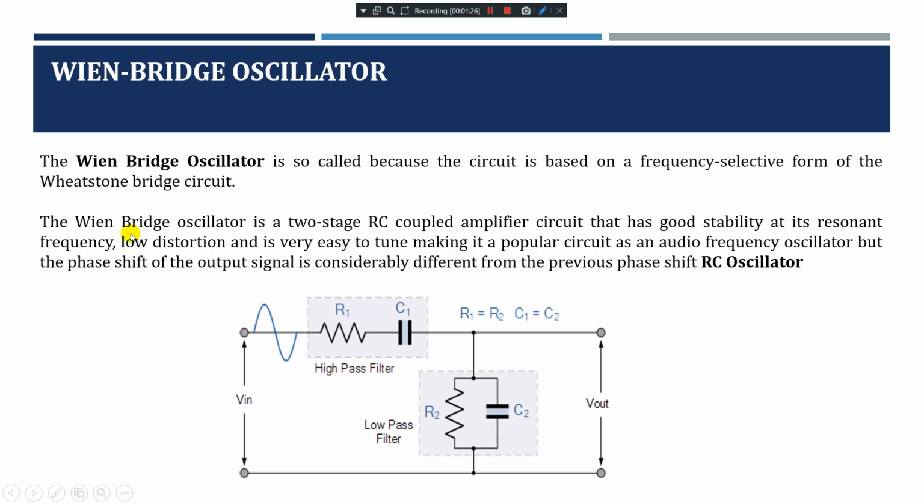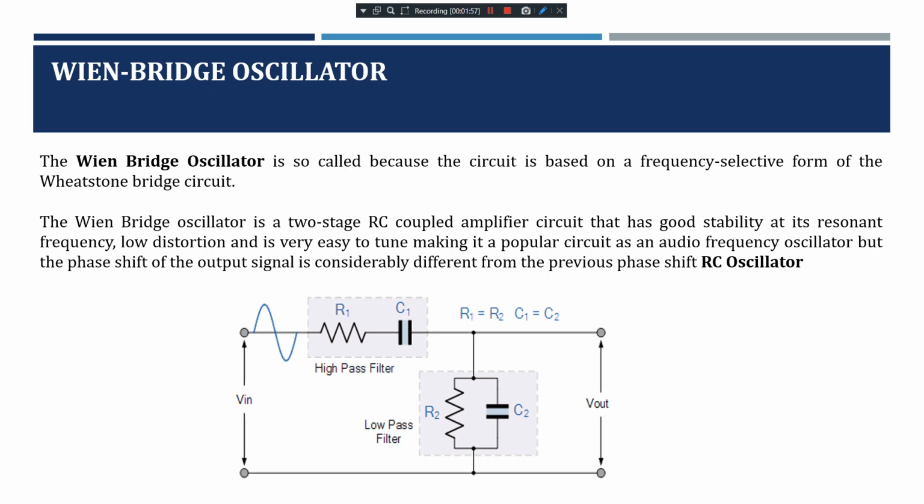So whenever I speak about Wien bridge oscillators, it's an RC coupled amplifier circuit. It's called a two-stage, and it has good stability. Because of this good stability and low distortion, it is used in audio frequency oscillators. But the only thing is, it has a phase shift of the output signal. It is considerably different from your previous phase shift RC oscillators.